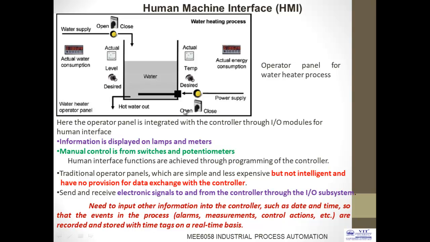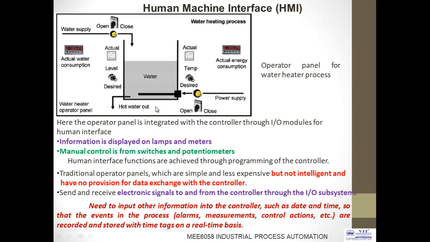So once the RTU is in a different location and the standalone control is in a different location, we can transfer the data as quickly as possible from the RTU to the standalone processor. That's the thing you're saying. Traditional operator panels are simple and less expensive but not intelligent. It's not an intelligent system. And finally, you don't have the provision to retrieve the data or to exchange the data from this process, with this control, to another processor.